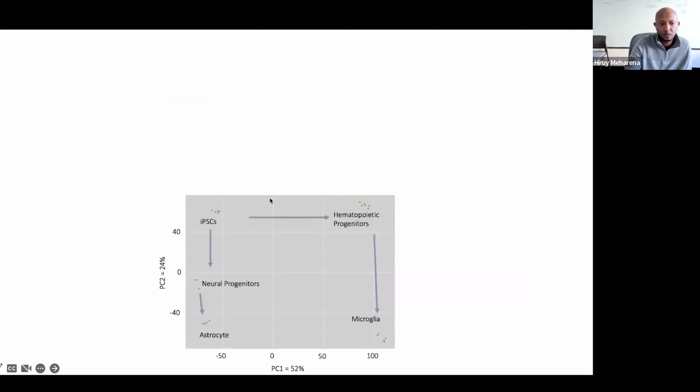And what we can see is we can differentiate these different cell types based on their global transcriptional signature. So on the left, you see induced pluripotent stem cells becoming neuroprogenitor cells that become astrocytes. And then towards the right, we see that there's a significant alteration as we go from stem cells to hematopoietic progenitors. And on the first principal component, there's a significant similarity. So we can map these trajectories in this way.